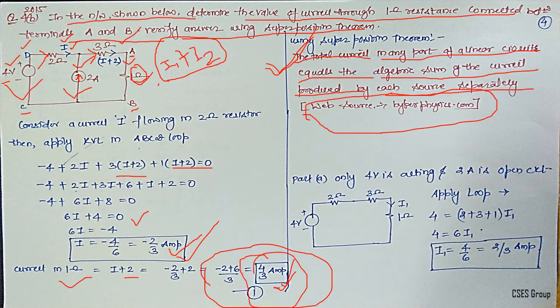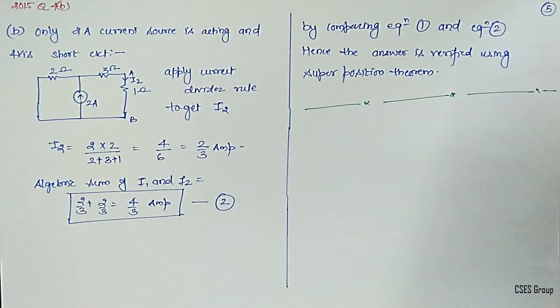Now one by one we need to consider. Let us consider that only the 4-volt battery is connected, and the current source is replaced by an open circuit. So the equivalent circuit is here. Let us apply the KVL here. You will find 4 is equal to 6 I1, and I1 is equal to 4 by 6, that is 2 by 3 amperes. In the next step, we will short circuit this voltage source, and we will only consider this 2 ampere current source.